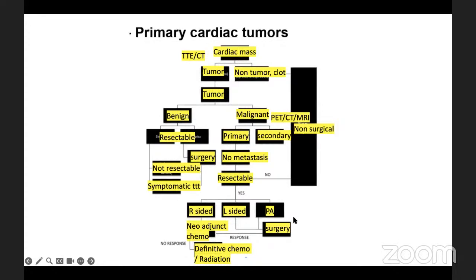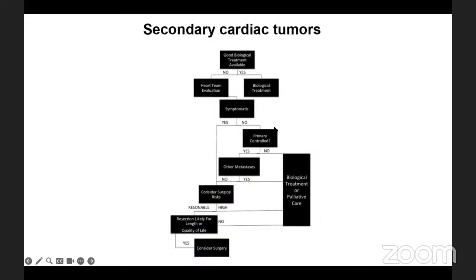After we do the resection, we make sure we have a negative margin, and then we send this patient for definitive chemotherapy or radiation. That means referring to the oncologist. Okay? If the malignancy is not primary but secondary, we come to the next step.